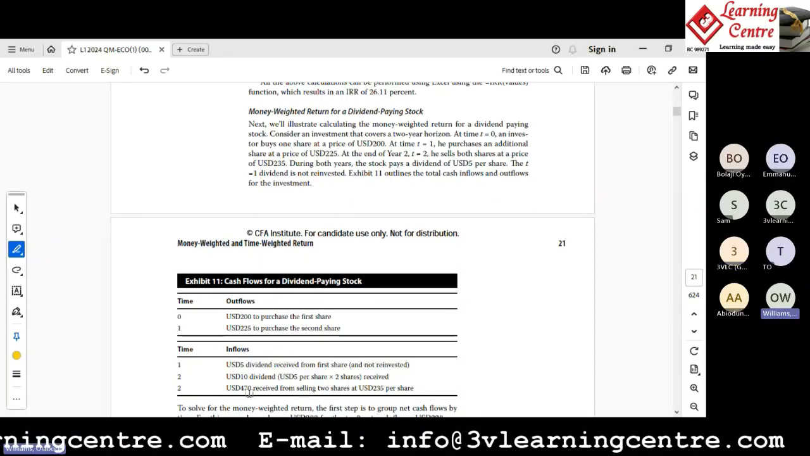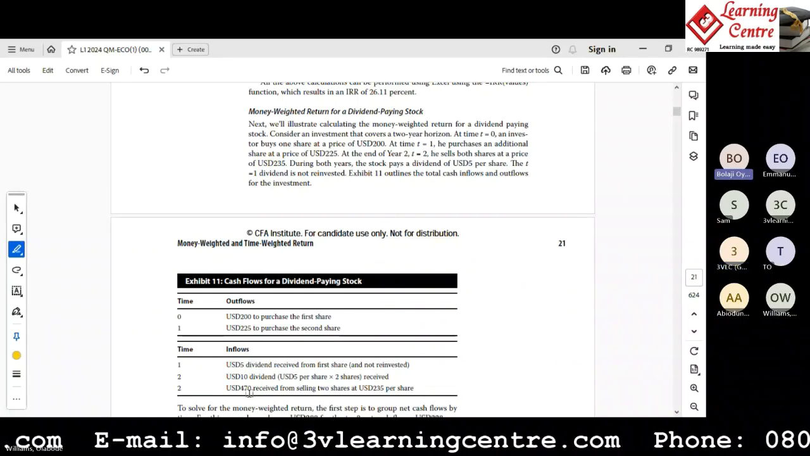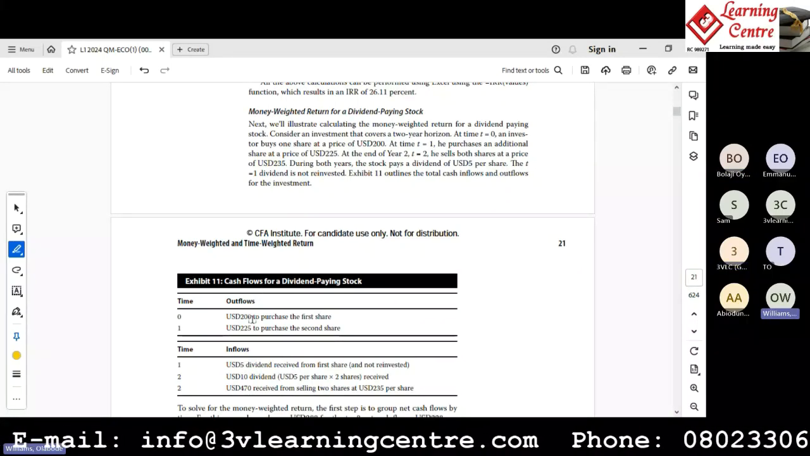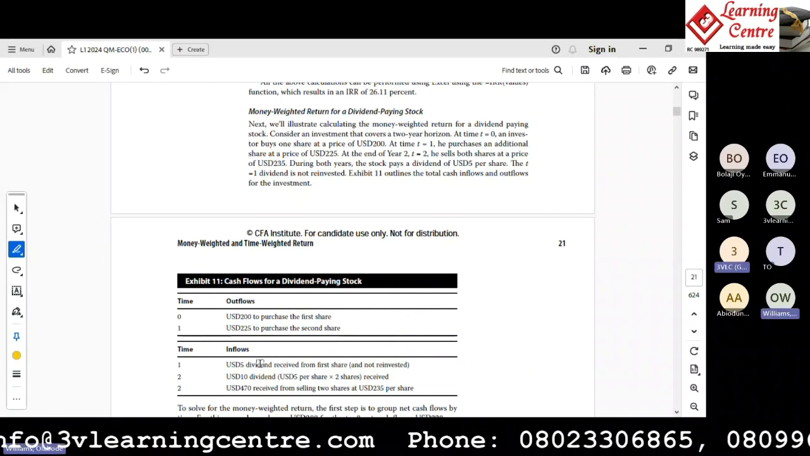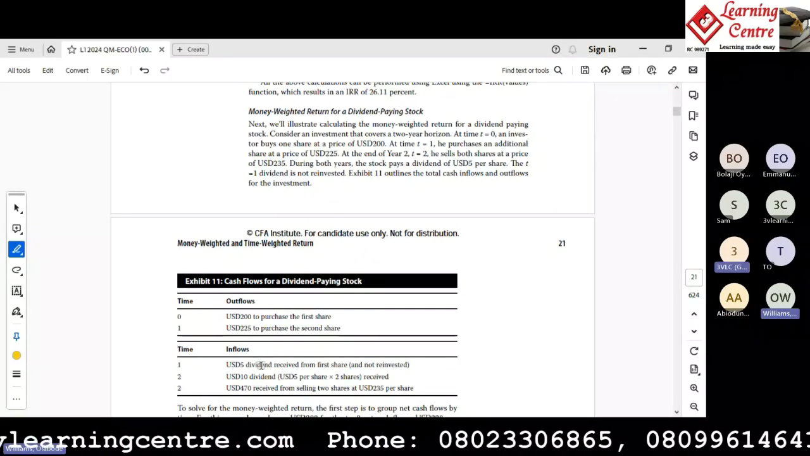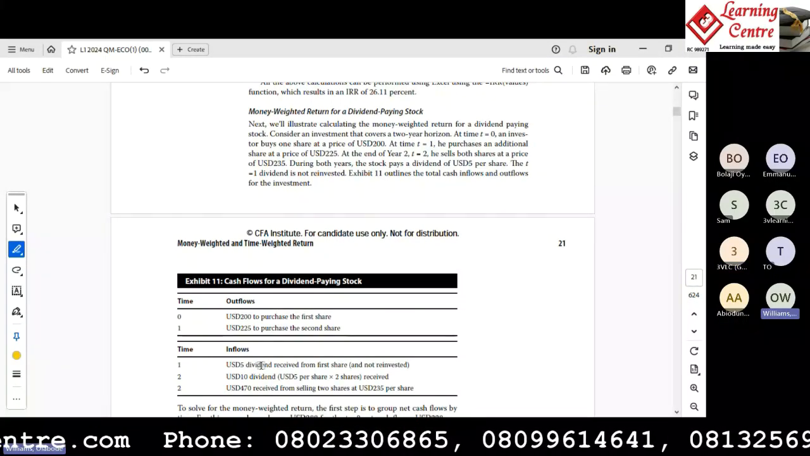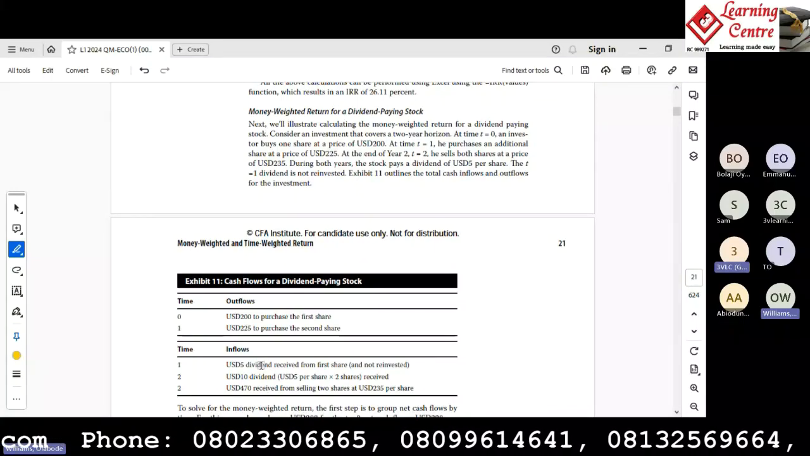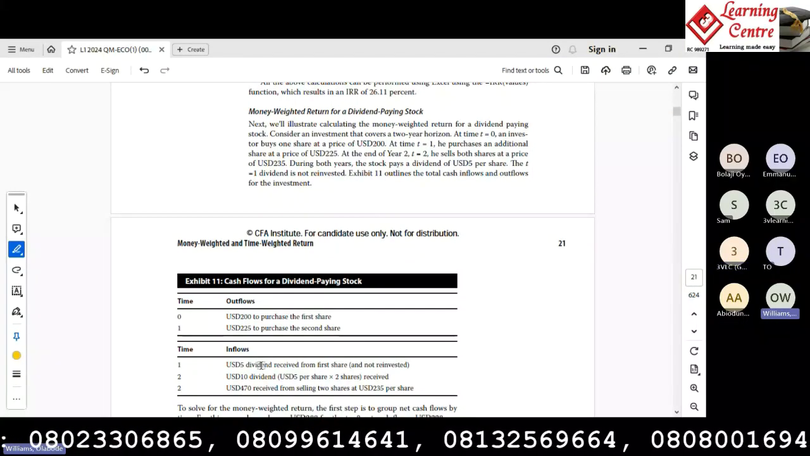Is that clear? Yeah, good. Okay. Now, once you have set it up this way, the next thing to do, as I've mentioned, is to aggregate your cash flows. That is, the cash flow that happens at the same period should be netted, that is, added together.